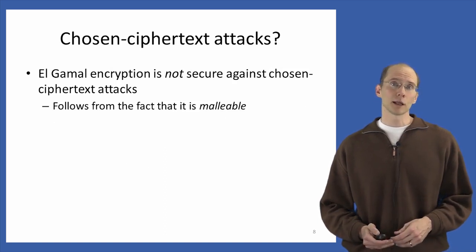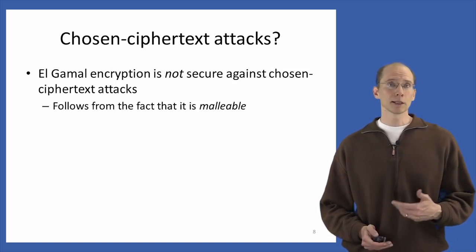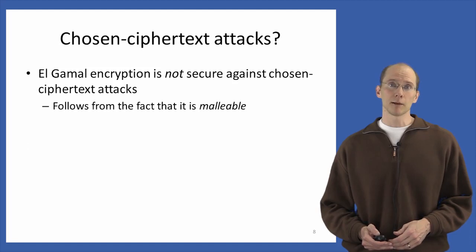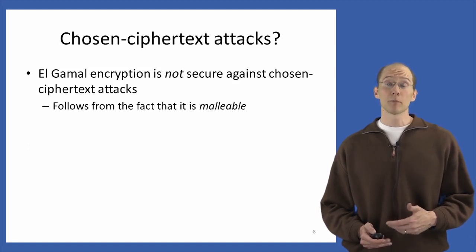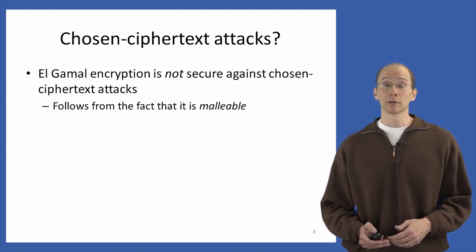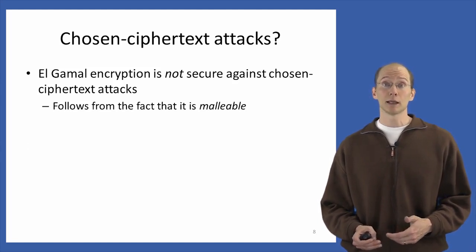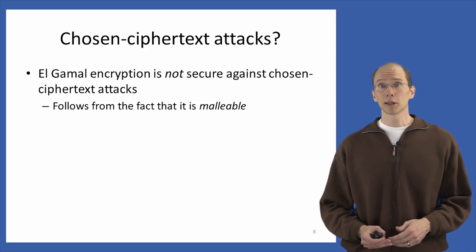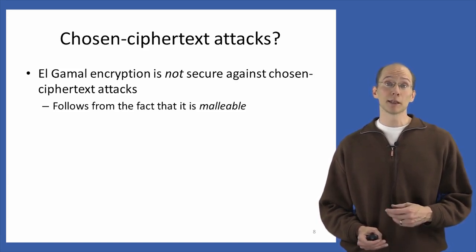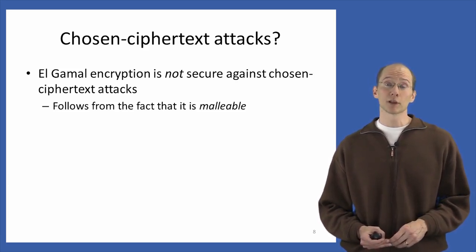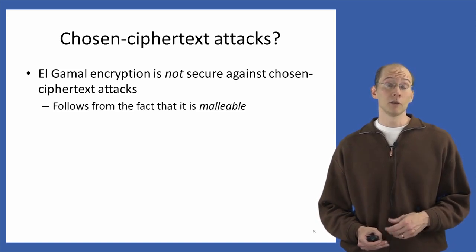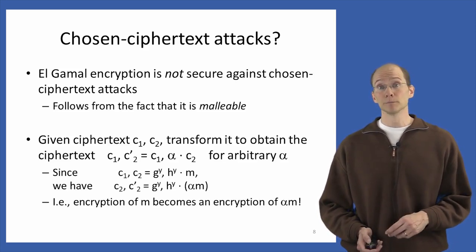What about security against chosen ciphertext attacks? Let's go back to the original Elgamal encryption scheme for simplicity, where we simply treat the message m as a group element and encrypt by letting the second component of the ciphertext be equal to k times m. It's not hard to see that that encryption scheme is not secure against chosen ciphertext attacks, and this follows from the fact that it's malleable. Let's see why.